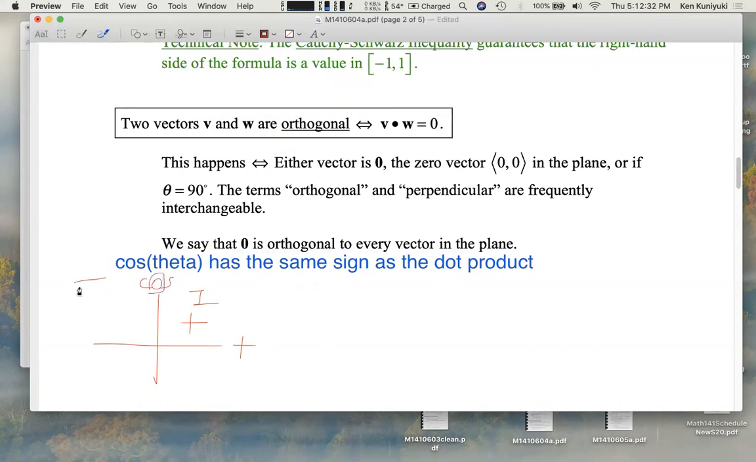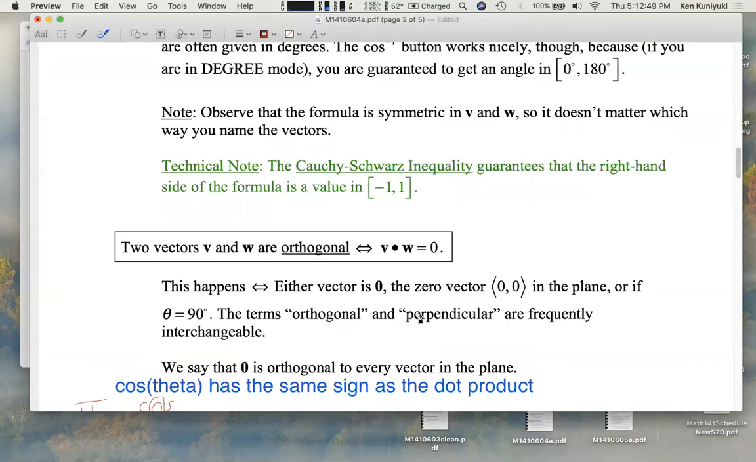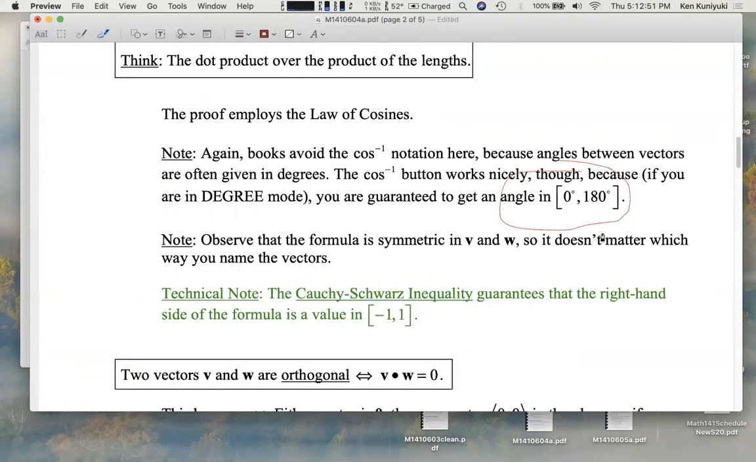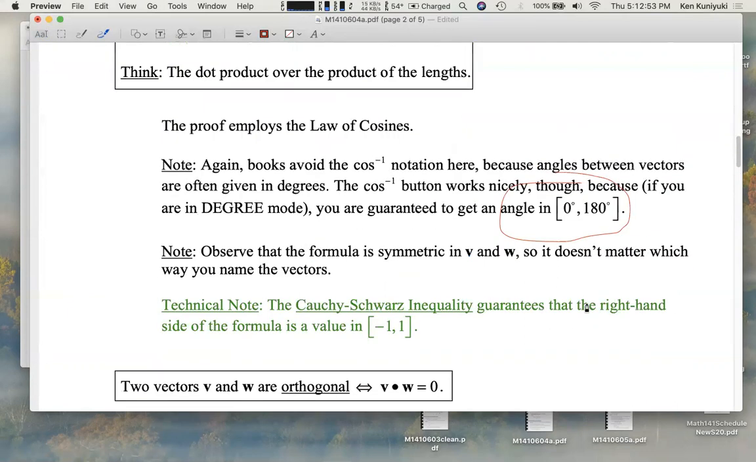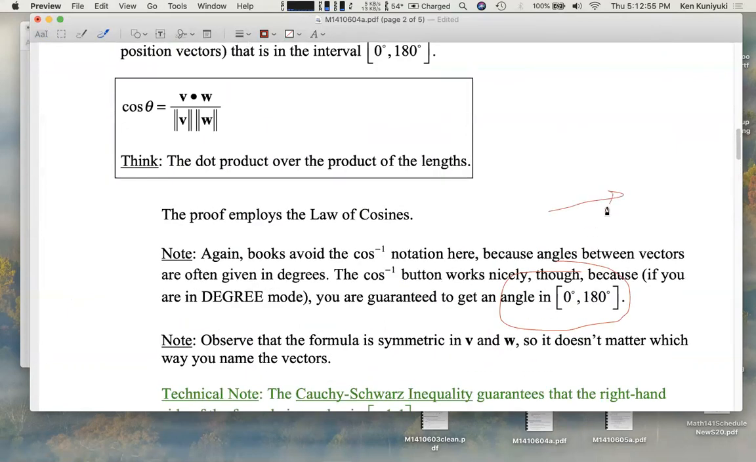And what's the sign of cosine in quadrant 2? What's the x-coordinate in quadrant 2? It's going to be negative. And the cosine of 180 degrees is -1. So cosine is negative for this quadrantal angle. And we're only worried about angles, remember, between 0 degrees and 180 degrees, right? We're saying that the angle between two vectors can be said to be somewhere in here.